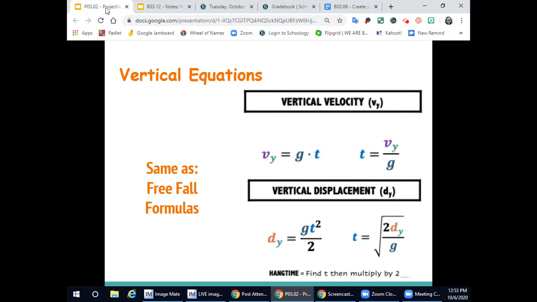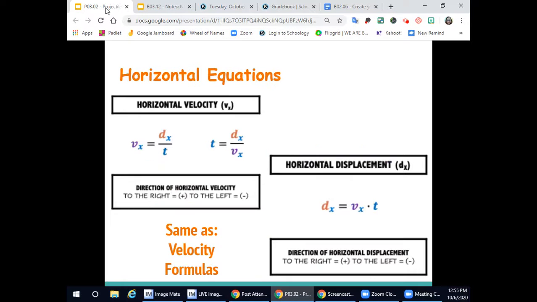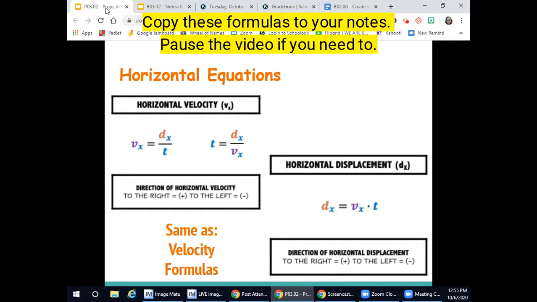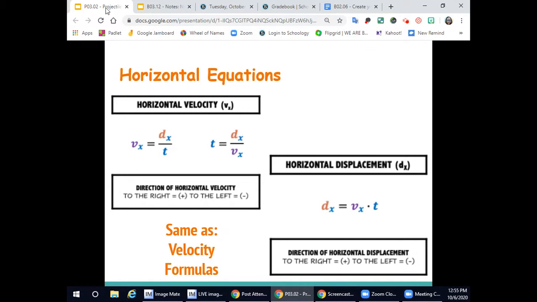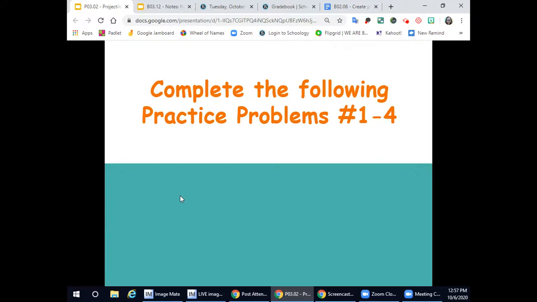So these are the four equations for vertical launch. Go ahead and write these four down on your paper. All right, these are the other three formulas you're going to use. Go ahead and write these down too. These are the same formulas we use with velocity in Unit 1. So the good news is we don't have to use any of the formulas dealing with trig. So we're not doing any cosines, any sines, any tangents. So don't worry about any of the angles.